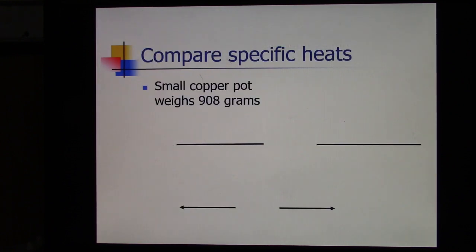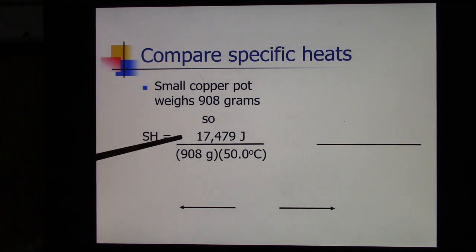Okay, so let's compare the specific heats of the small copper pot and the large one. To calculate the specific heat, we'll take the energy value, which we calculated before, divided by the temperature change and divided by the mass. The mass of the pot is 908 grams. So the specific heat is 0.385 joules per gram degree C.